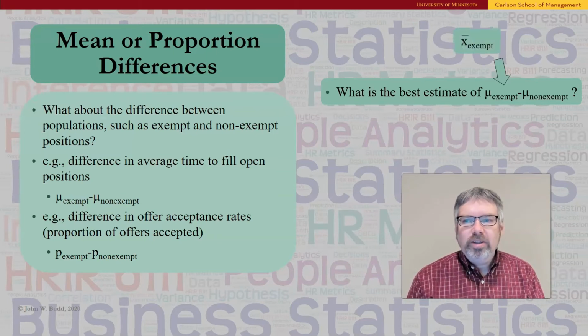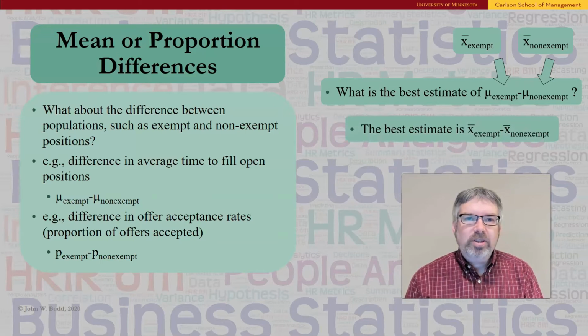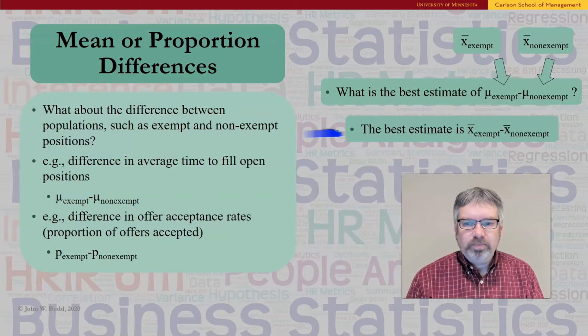Well, we know in an individual case that the best estimate of the true average time to fill an open position among exempt positions is the sample mean among exempt positions. And similarly, we know that the best estimate for the non-exempt population is the sample mean of the non-exempt population. So it follows directly from that the best estimate of the difference of the two population means is simply the difference in the two sample means.